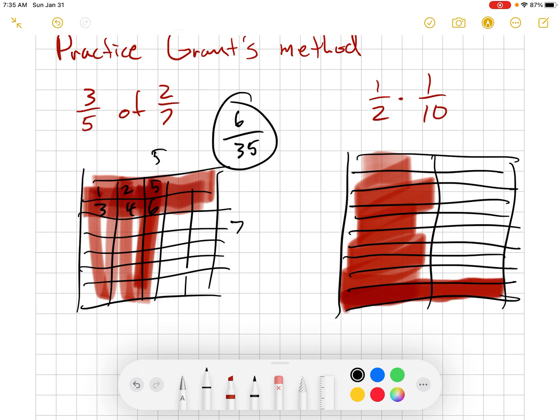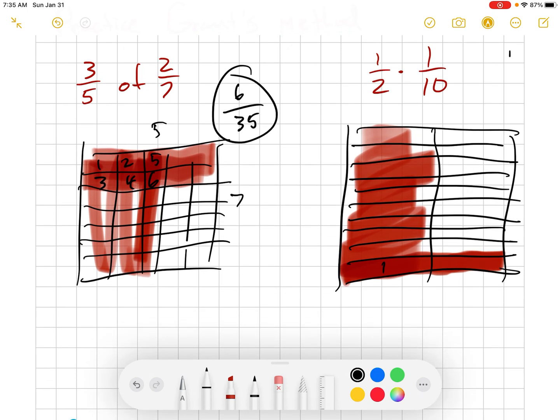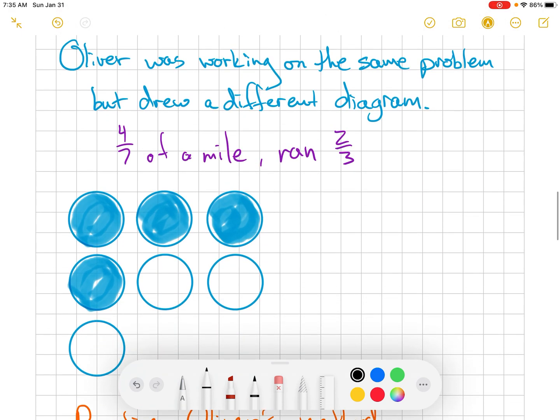How many? That's 1 that's shaded out of all that. And how many pieces? 1 is shaded out of how many? 2 times 10, which is 20 total pieces. Okay. All right. Oliver was working on that same problem, but drew a different diagram.